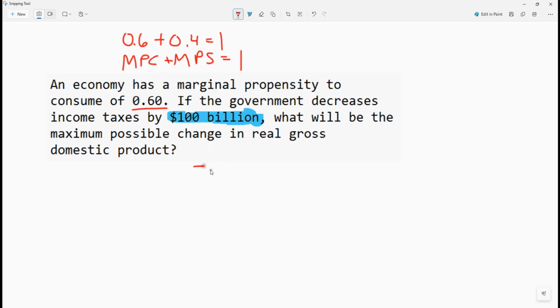And it is negative MPC over MPS. And if we use that, we get negative 0.6 over 0.4, which equals negative 1.5. And we're going to multiply this by our cut in taxes. So that's a negative $100 billion.